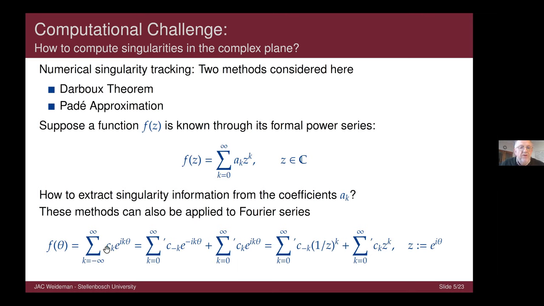But it's easy enough to convert a Fourier series into a power series. You just split the sum into the positive and the negative wave numbers, and then you introduce a new variable z equal to e to the i theta, and now you have two power series. So we'll just discuss the power series, but keep in mind that when we solve the PDEs, we really deal with Fourier series.